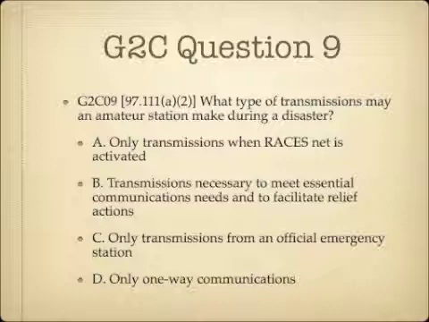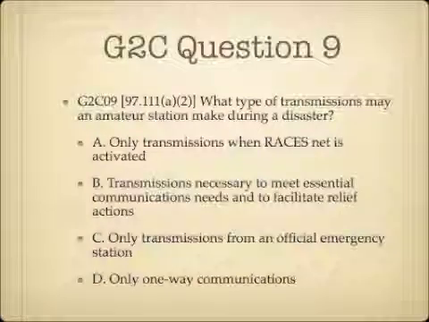Question 9. What type of transmissions may an amateur station make during a disaster? A. Only transmissions when RACES net is activated. B. Transmissions necessary to meet essential communication needs and to facilitate relief actions. C. Only transmissions from an official emergency station. Or D. Only one-way communications.